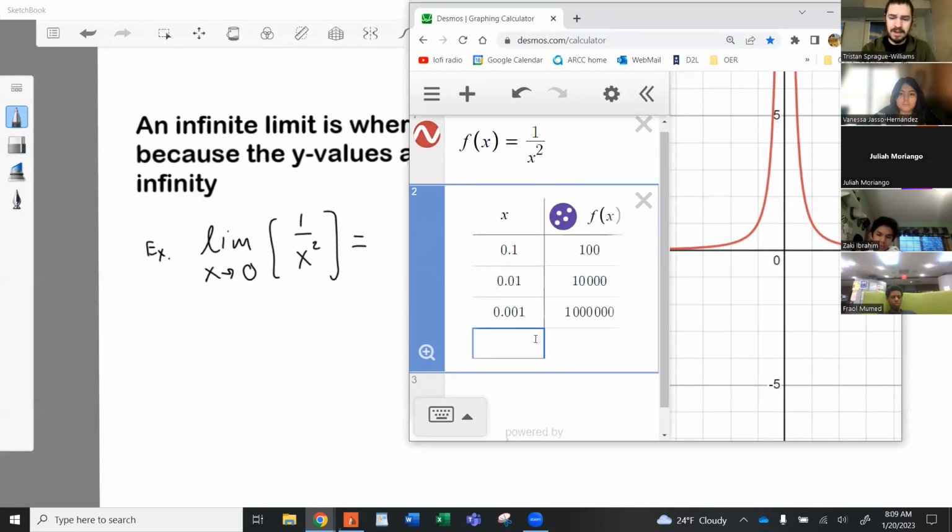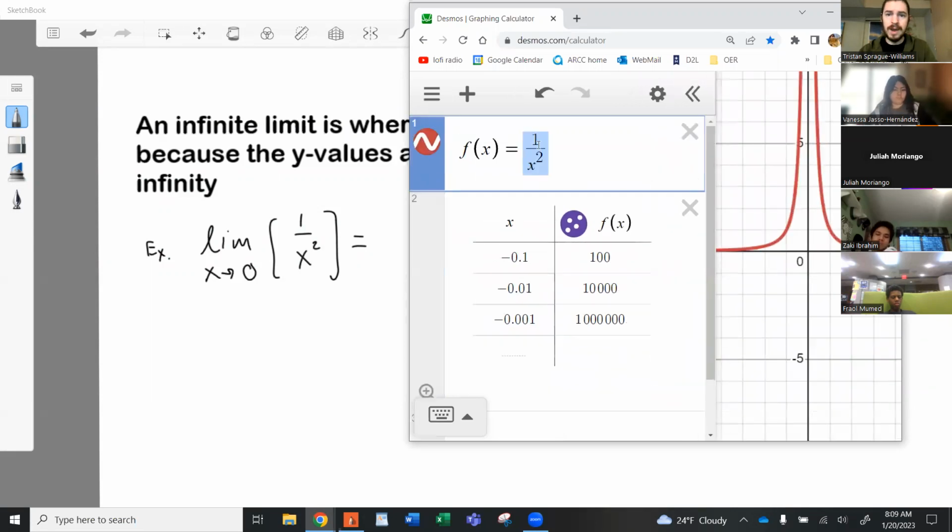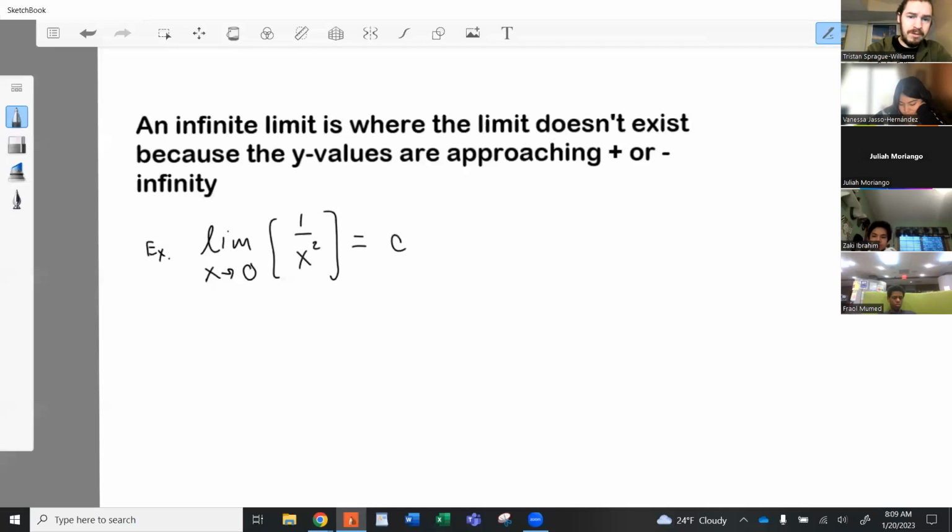Similarly, from the left-hand side, if I just go through here and put negatives on everything, it doesn't actually change the y outputs because we're squaring the x values. So whether it's positive or negative doesn't matter, right? So in this case, we can say this equals infinity.